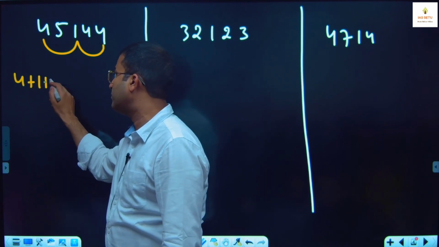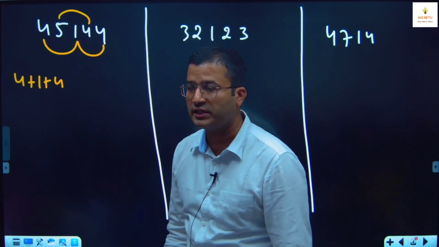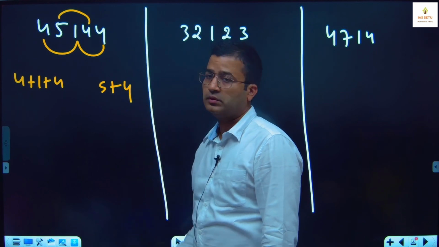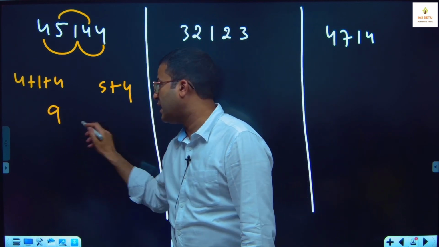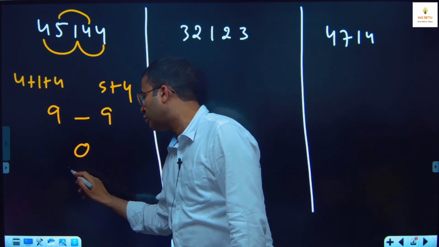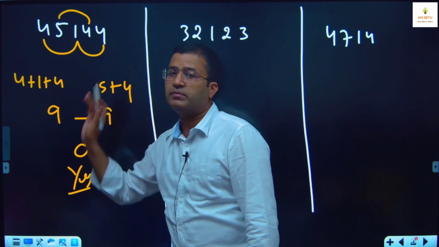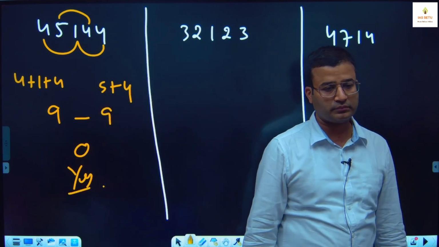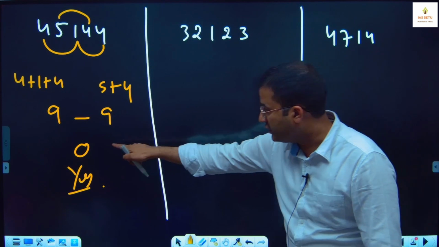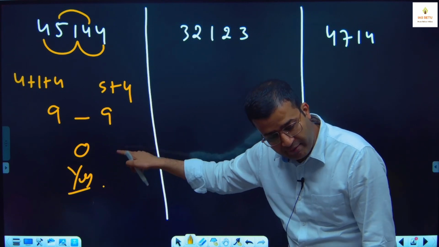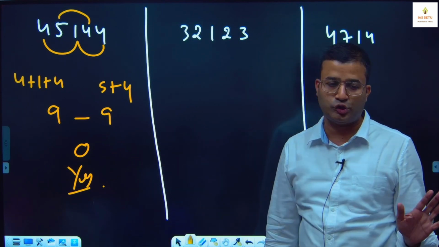4 plus 1 plus 4. This 5 and 4 in the second team. Then their total is 9 and 9. Their difference is 0. Then yes, this number is divisible by 11. If the difference is 0, 11, or a multiple of 11, yes, otherwise no.